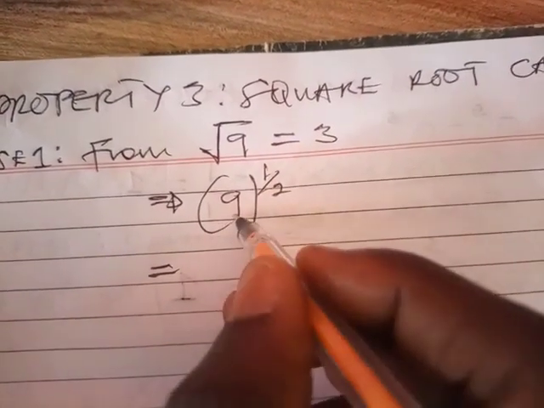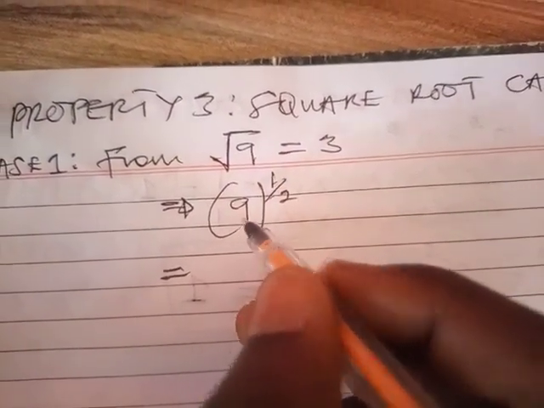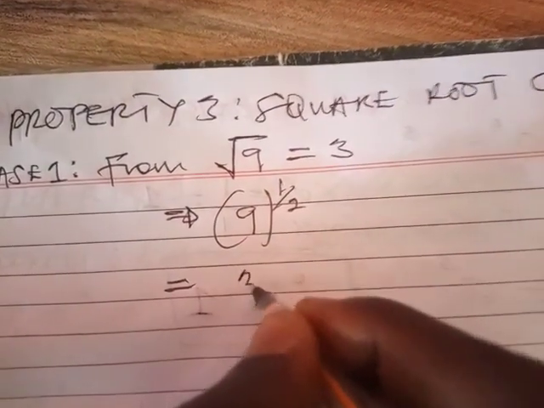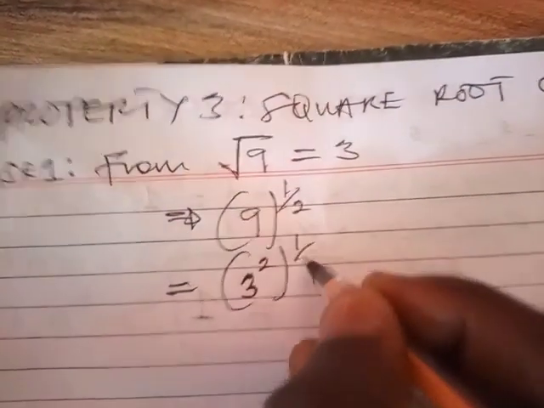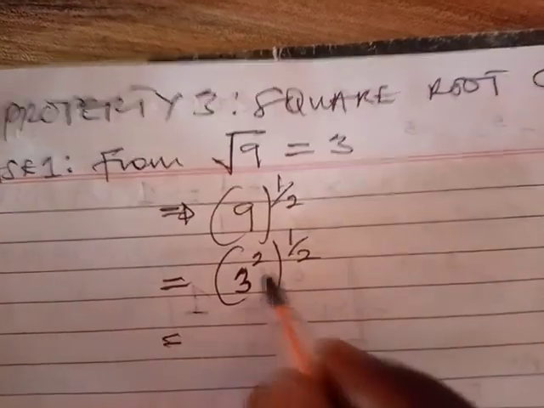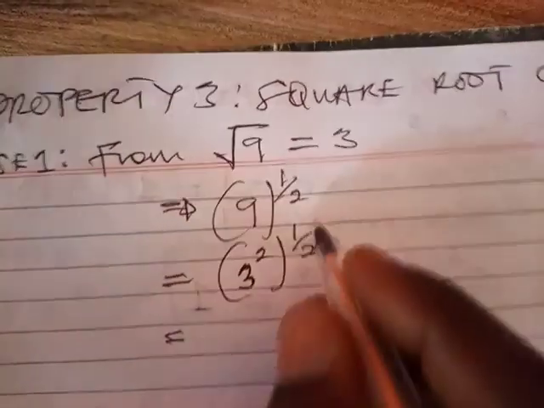Indices again says that this 9 here can be expressed in terms of 3. So indices expresses 9 as 3 squared. Indices says that these 2 here can be multiplied by the exponent 1 over 2.